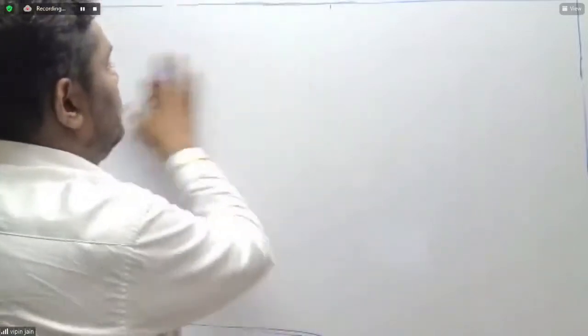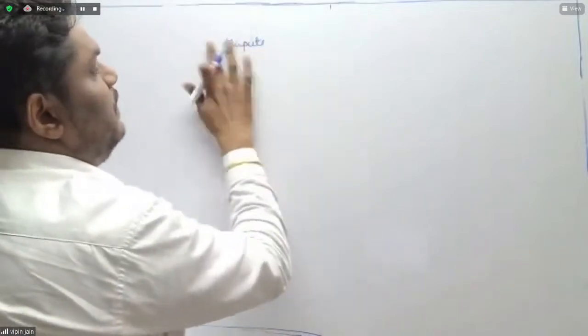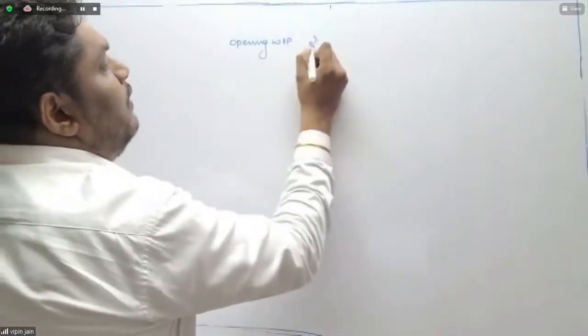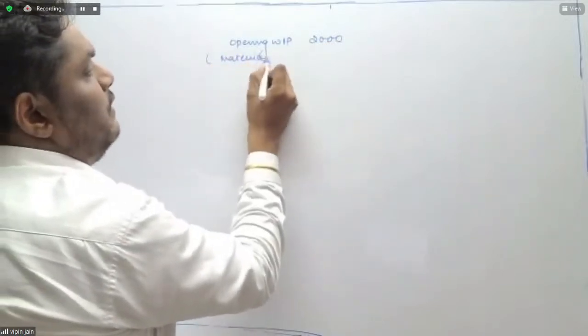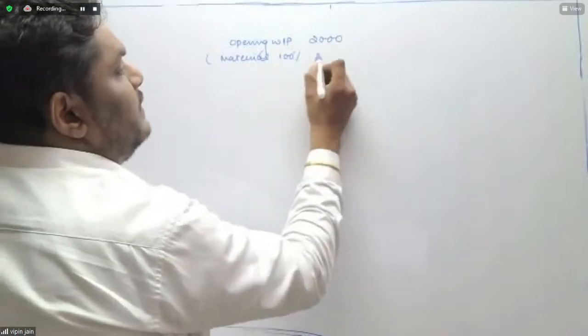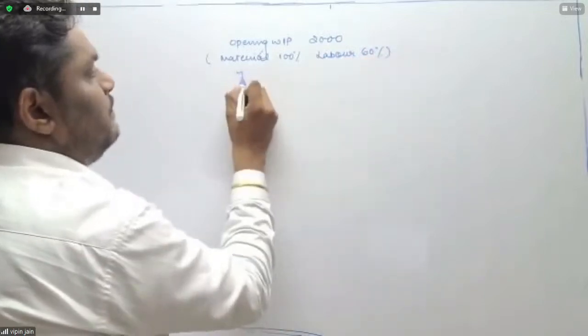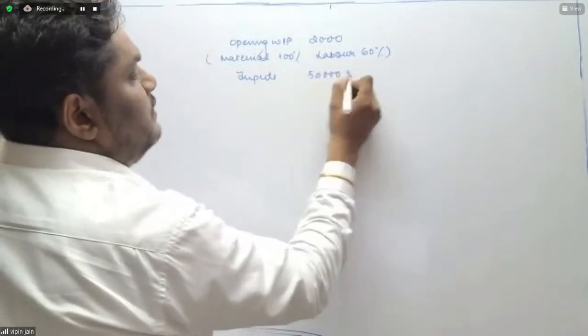It is intermediate, Ria. Okay, guys, now a question for you. Let's see who can answer this question. Let's say the opening work in progress is given in the question: 2,000 units. As far as material is concerned, it is 100% complete, and labor is 60% complete. Inputs made during the year, let's say 50,000 units.